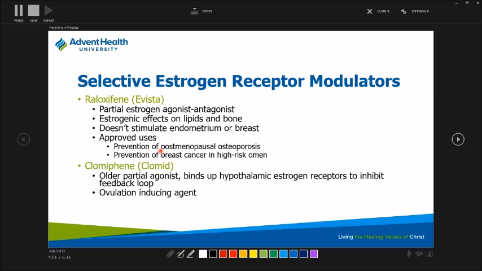So if you have a patient who has a hard time conceiving, so they've been trying for a few months and nothing's really working, sometimes they'll use Clomid to try to stimulate that process again. It's working as a partial agonist to disrupt the negative feedback cycle and can sometimes stimulate ovulation. So sometimes you'll see that.